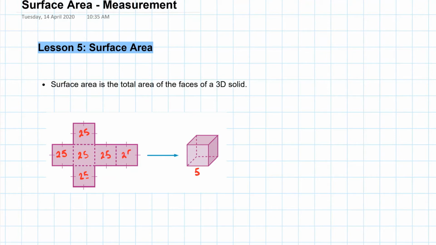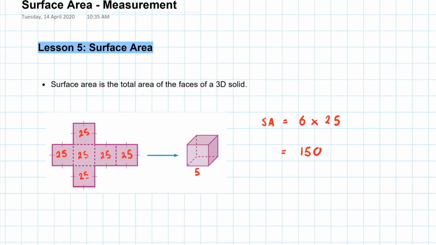That means if we wanted to find the total surface area of this shape, the total outside in terms of 2D area, all we're doing is finding the area of all 6 faces, which are all 25, and adding them together. So surface area equals 6 faces, all 25, so 6 lots of 25, and we get an answer of 150.